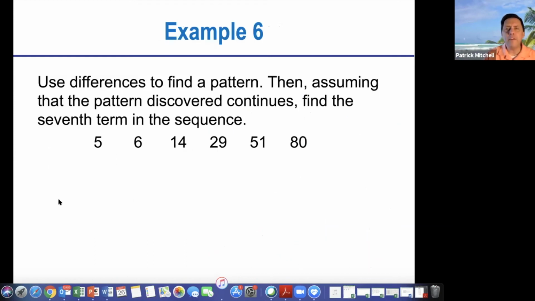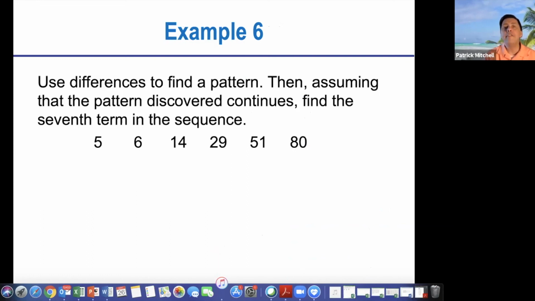All right, and we'll finish with this example. Use differences to find a pattern. Then, assuming that the pattern discovered continues, find the 7th term in the sequence. So when you first look at this, it looks kind of random, right? There's no pattern that jumps out, at least not at me.